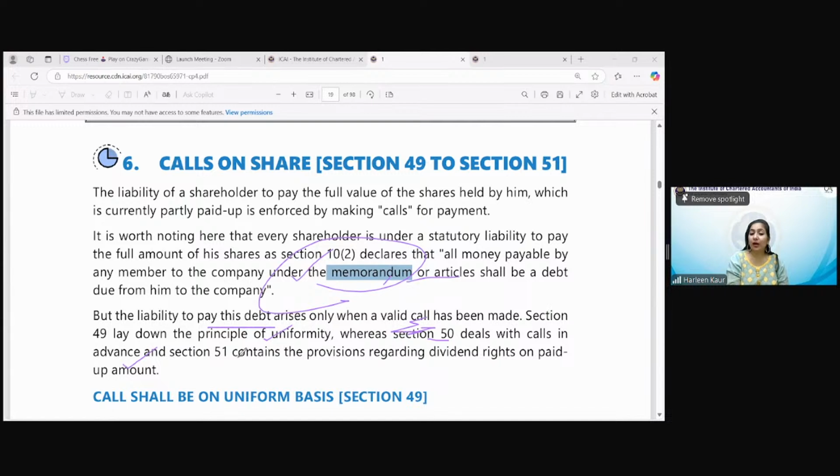And section 51 talks about the dividend rights of the shareholders. What is your dividend right? So if you have paid rupees 10 per share, fully paid up, you have full dividend rights. You have paid rupees 8 per share, you get the right as per rupees 8. If you have just paid rupees 5, you get the rights as per rupees 5. Okay?